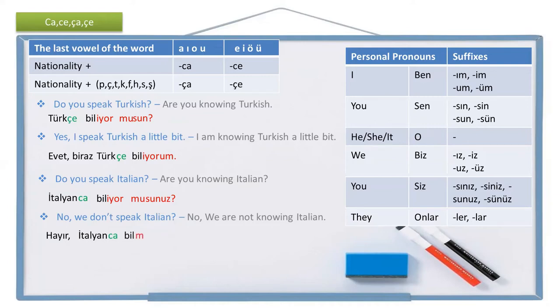Not know, bilme, the negativity. Not knowing, bilmiyor. We are not knowing, bilmiyoruz. No, we don't speak Italian. Hayır, İtalyanca bilmiyoruz. So for the languages, you need to know the nationality, and after that you are going to add the suffix ca, ce, or cha, che to that nationality for producing the language name.